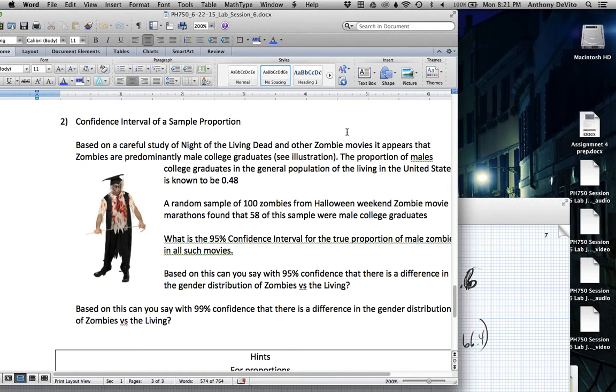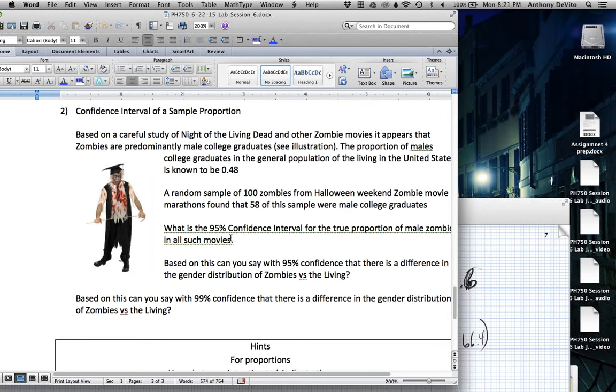Based on a careful study in Night of the Living Dead, it appears that zombies are predominantly male college graduates. You can see the professor. That I remember that student distinctly. I was at his graduation.